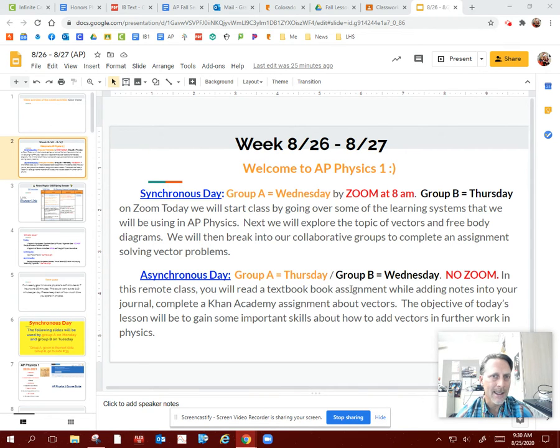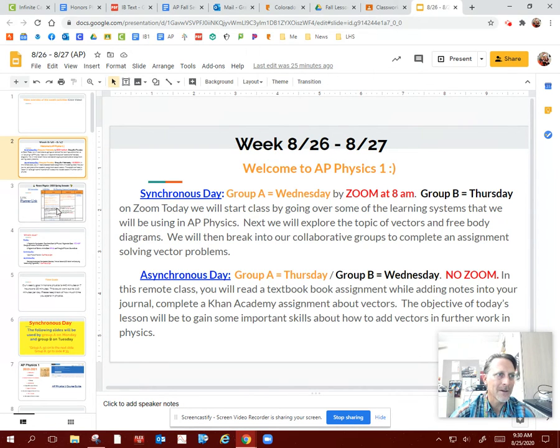So today's lesson is going to be the synchronous day, which for Group A is Wednesday and for Group B is Thursday. And on the synchronous day, you will be zooming in at 8 a.m. On the asynchronous day, you won't need to do that. Okay. So today we're going to be working on vectors as our big idea.